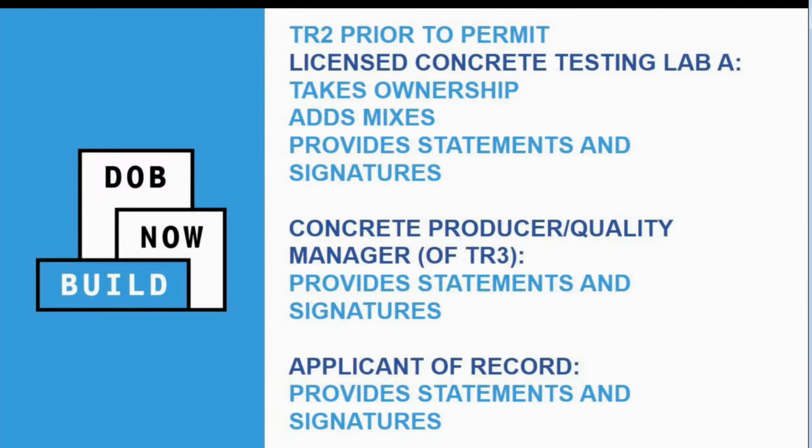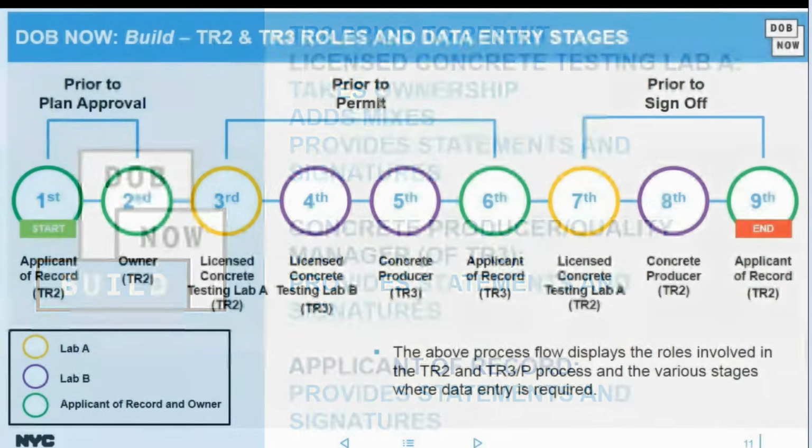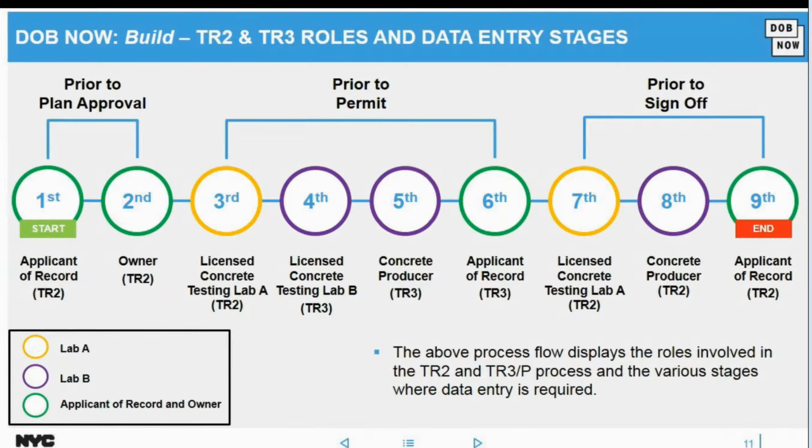So now I'm going to go in as Lab B and add those mixes, sign off on those mixes. The concrete producer is also going to sign, and the applicant of record will also attest as well. So I'm going to fast forward through this because this is also available. I'm going to do sections 4, 5, and 6 now in this video.